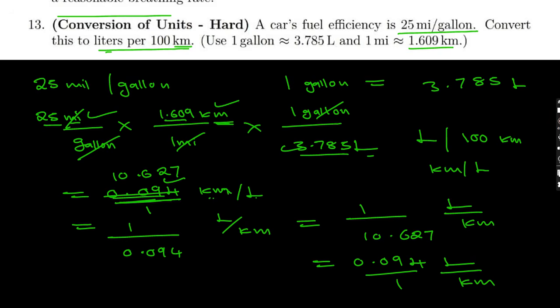Here's what I want you to see. We have liters per 100 kilometers, but what we have just found is liters per what? Per kilometer. So to add 100 here, we're going to multiply both the numerator and the denominator by 100. So this times 100, this times 100. 0.094 times 100, we're going to have 9.4 liters per 100 times kilometer, which is 100 kilometers.